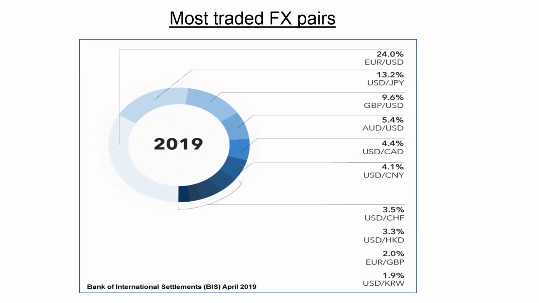And then sterling dollar, 9.6%, Australian dollar US, the Aussie, 5.4%, dollar CAD, the loonie, 4.4%, dollar yuan, 4.1%, and below that, dollar Swissy, dollar Hong Kong, euro against the pound, dollar Korean, in that kind of order. So very insignificant compared to the top two or three as you go further down the list. Now, this list is compiled by the Bank for International Settlements, the BIS, as recently as 2019. So quite a good authority on the volume of the foreign exchange market.